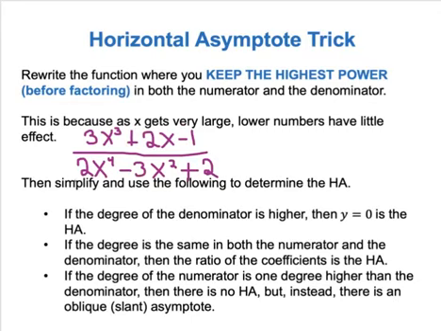The same thing in the denominator. If I have 2 times a trillion to the fourth minus 3 times a trillion squared plus 2, that 3 times a trillion squared plus 2 is going to have little effect compared to 2 times a trillion to the fourth power. So we can just ignore those last two terms when we're trying to evaluate what happens at infinity.